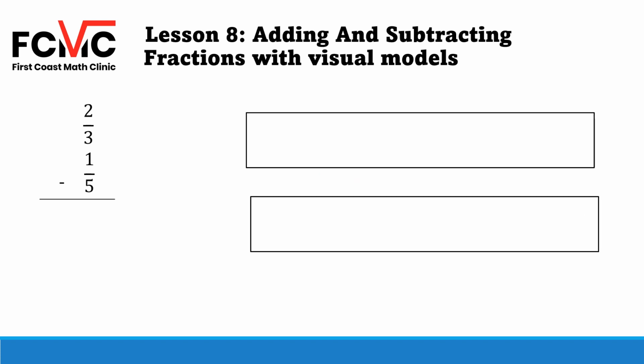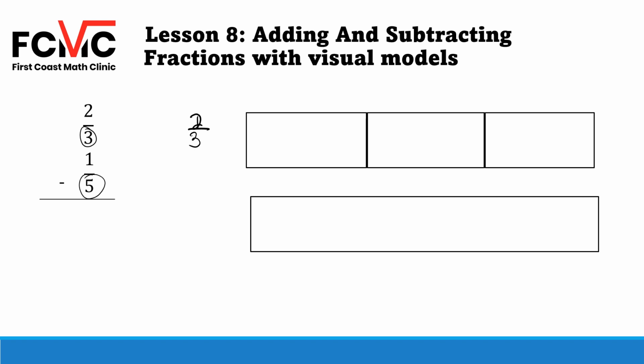All right, so for this example, we've got 2/3 minus 1/5. All right, so now we're going to use some horizontal bars instead of circles. So we've got three total pieces for the first fraction and five total pieces for the second fraction. So let's look at what that looks like in terms of our horizontal bar, right? So here we've got 1, 2, 3 pieces. So this is going to be our 2/3.